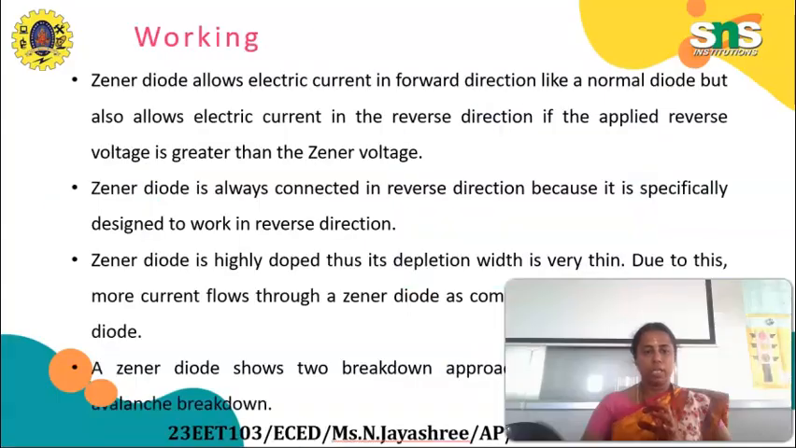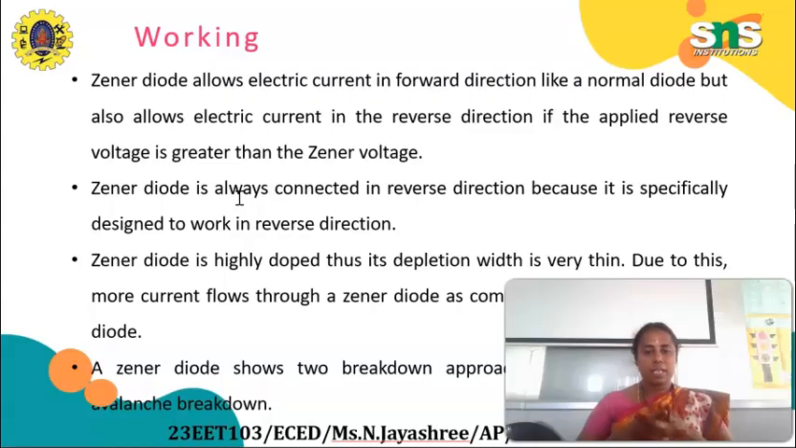So let us see the working. A Zener diode allows electric current in the forward direction like a normal diode, but it also allows electric current in the reverse direction if the applied reverse voltage is greater than the Zener voltage.